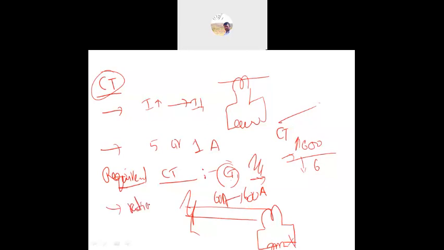So this is about the requirements. One is that it should withstand above rated current, and it should maintain the ratio with the above rated primary current. This is about the current transformer. In the next sessions, we'll talk about the current transformer in more detail.